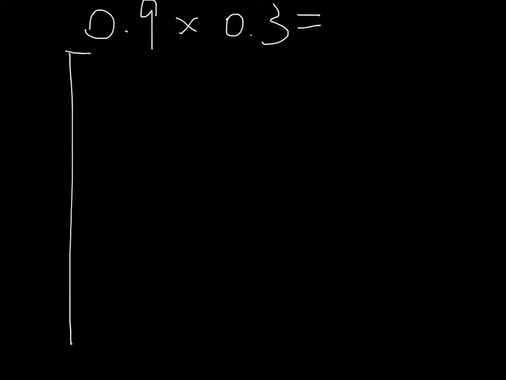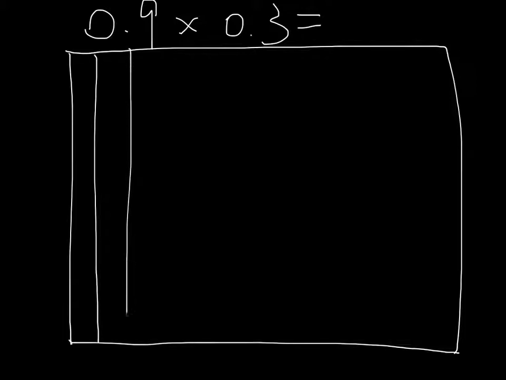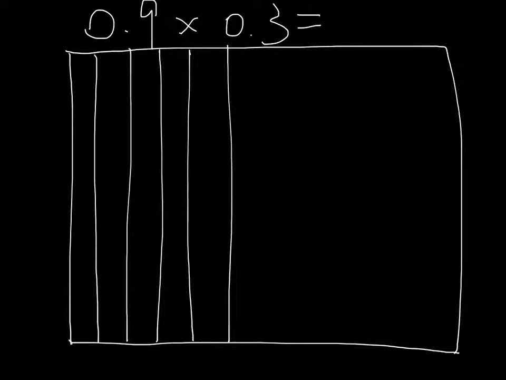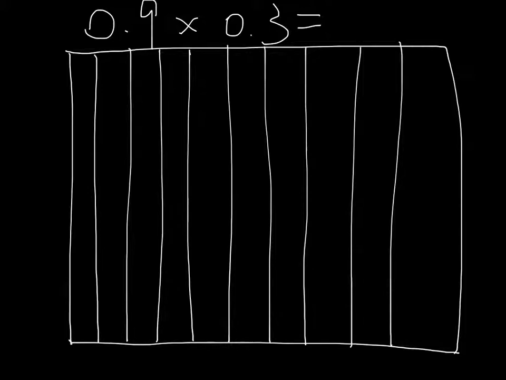This is my square. I need to divide my square into 10 equal columns. 1, 2, 3, 4, 5, 6, 7, 8, 9. Okay, let's count. 1, 2, 3, 4, 5, 6, 7, 8, 9, 10. Okay, now each column means 1/10, and one whole square represents 1.